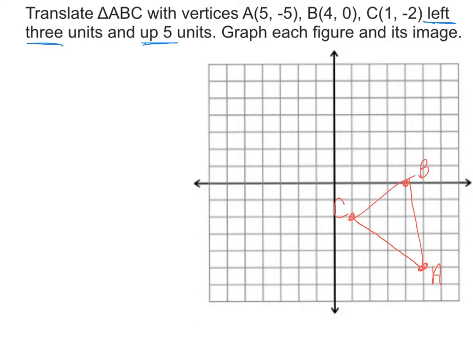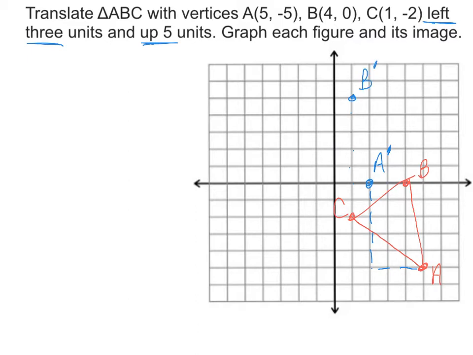So if I take the ordered pair 5, negative 5, A, and I take it 3 units left, 1, 2, 3, and I want to go up 5, 1, 2, 3, 4, 5. There's my A, and I'll refer to it as the image of A, so A with that little apostrophe there. B, I count over by 3 units, 1, 2, 3, and up 1, 2, 3, 4, 5. And there it is, and there's the image of B.